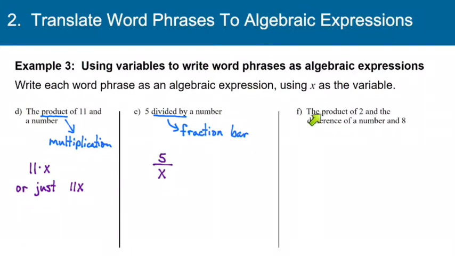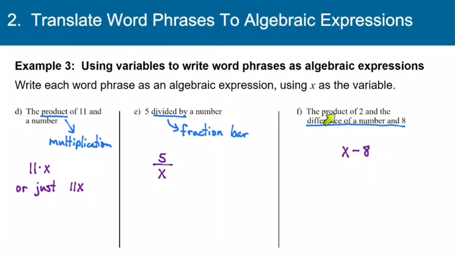And then in part F it says the product of 2 and the difference of a number and 8. Okay, so product means we're going to be multiplying. And the difference of a number and 8 means we need to subtract these two numbers. So the difference of a number and 8 would be x minus 8. See, that is the difference, subtraction, of the unknown number and 8.